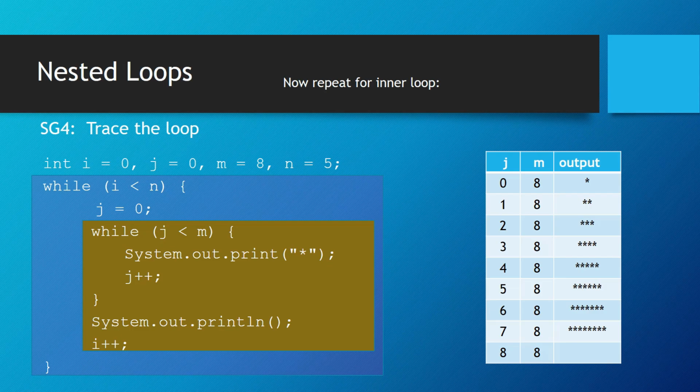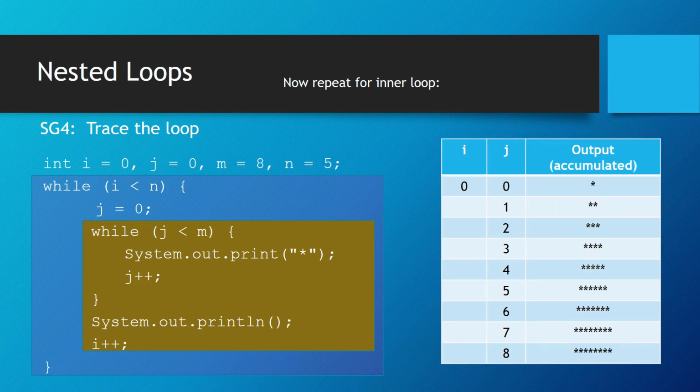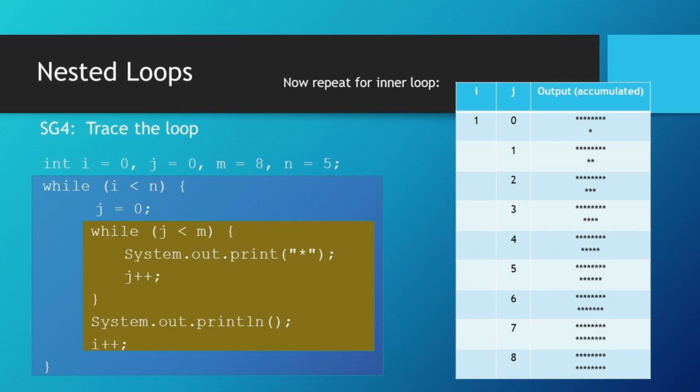Now we put the two loops together. i starts at 0 and goes up to 5. For each one of those, j will go around completely and print 8 asterisks. So in the end, we have 5 lines of 8 asterisks.